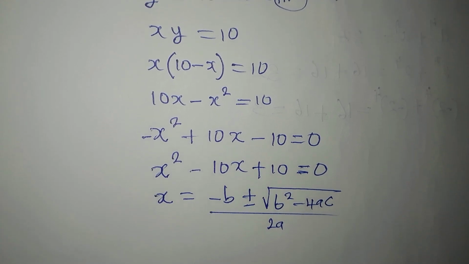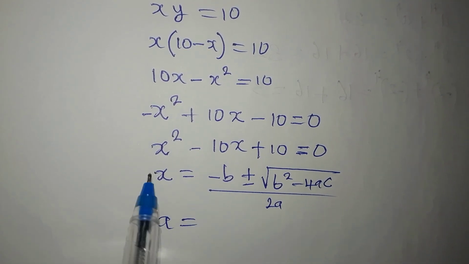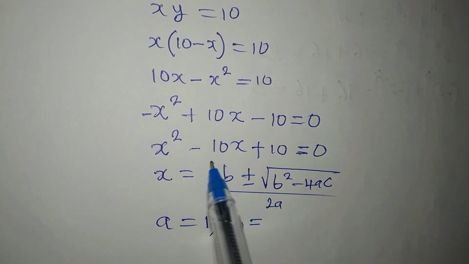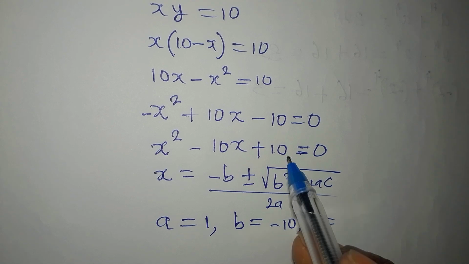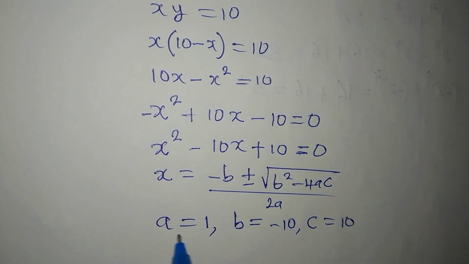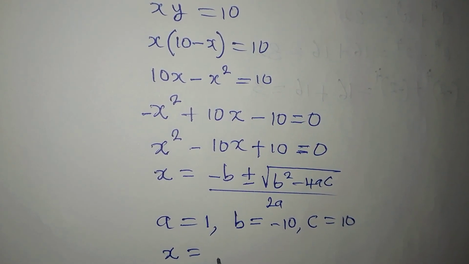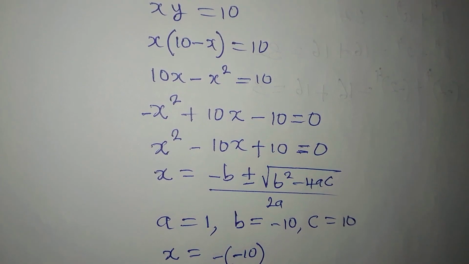Every time you have this kind of problem, it is advisable you point out your a, b, c. Now, our a is the coefficient of x squared, 1. Our b is the coefficient of x, minus 10. And then our c is the constant, which is 10. Now let's put this into the formula. x will now be minus b, that will be minus 10. This negative will appear first, and b itself is minus 10, so it has to be in brackets.